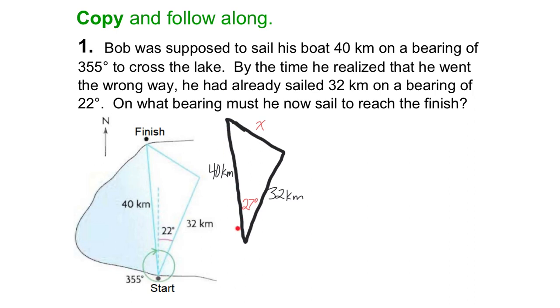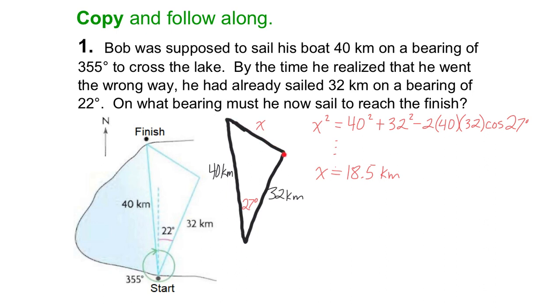Now I already know that's 40 kilometers, that's 32 kilometers. So I'm going to use the cosine law to find x. The reason I'm using the cosine law is because I don't know an angle and its opposite side. So if I set up the cosine law to solve for x, I end up with 18.5 kilometers from here to here. I'm not going to go into all the nitty-gritty details. Type that into your calculator, take the square root, you should get 18.5 kilometers.